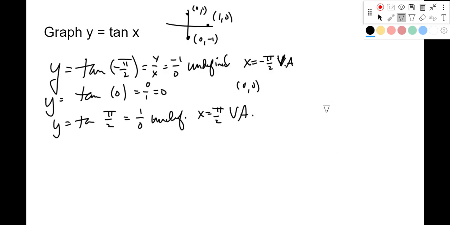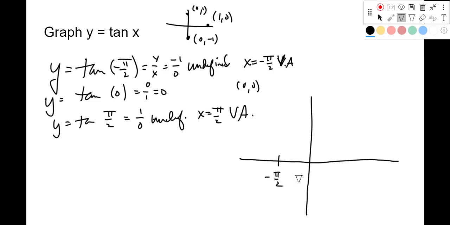All right, so let's fill in what we have so far. We're going to start on negative pi over 2. So this is the first time we're actually going to go on the left side of the y-axis here. We got negative pi over 2. Then we got 0. Then we got pi over 2. So negative pi over 2, I'm putting an asymptote there. Pi over 2, I'm putting an asymptote. And then 0, 0.